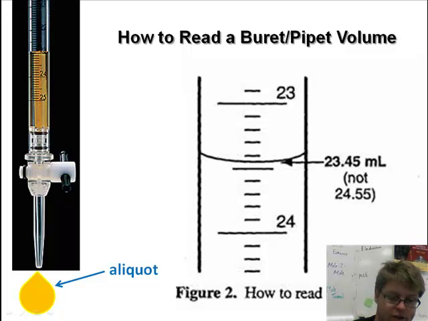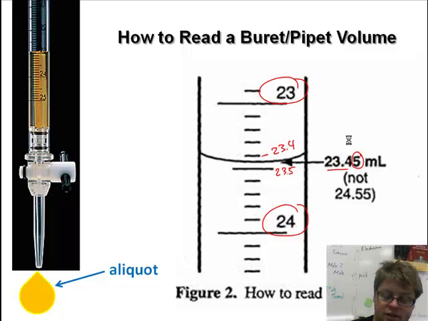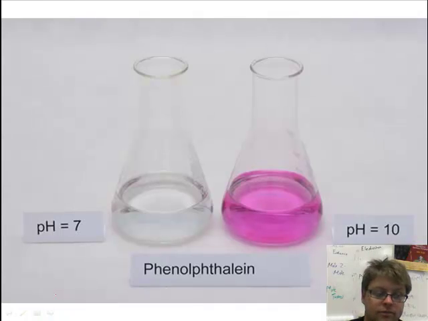The volume here is going to be 23.45 milliliters. There's your 23, there's your 24. You're not going to 25, so this is 23.4 here. And then this is 23.5, so it's in between those two. So this is the precision, and you estimate that last digit. What is being dropped out of the buret is called an aliquot.